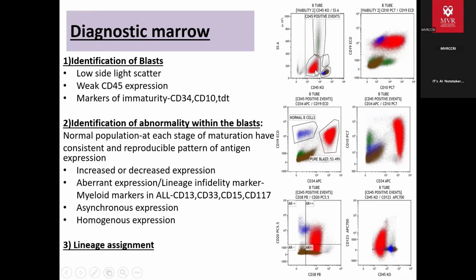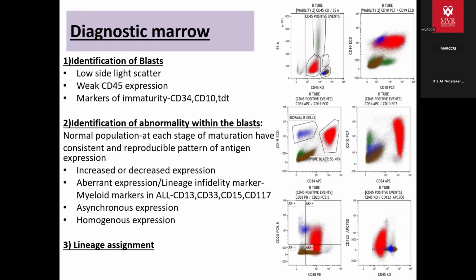That is a low side scatter and weak CD45 expression, and that is a marker of immaturity. When they express markers of immaturity like CD34, CD10, TdT, we know that these are blasts. But these blasts can be the normal blasts, which are the hematogones, or they can be abnormal. So next we want to see whether these blasts are abnormal.